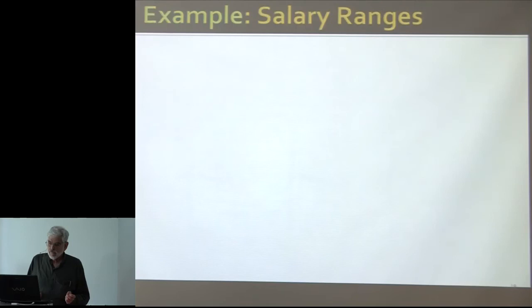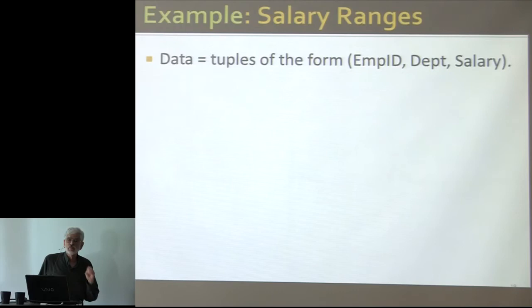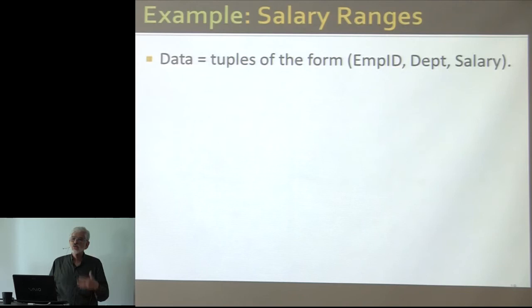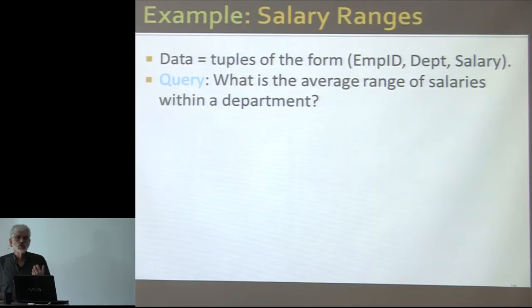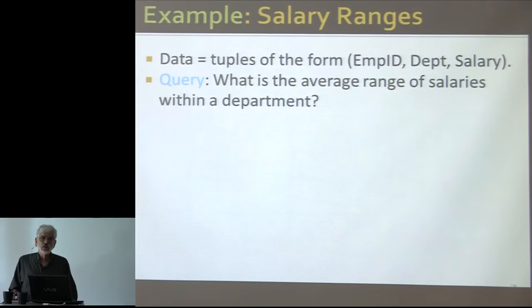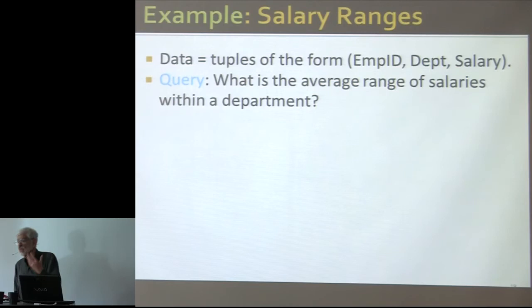Let me just give you a more complicated example. I think this should be enough to make it clear. So my data, again, you can think of it as a set or a stream. It doesn't matter. They're tuples that have an employee ID or number or name, the department to which they belong, and their salary. And the query I want is, what is the average range of salaries within a department. That is, for each department, there's someone getting the lowest salary in that department, and somebody getting the highest salary. Take the highest minus the lowest. That's the range for that department, and I'd like to average that out over all departments.